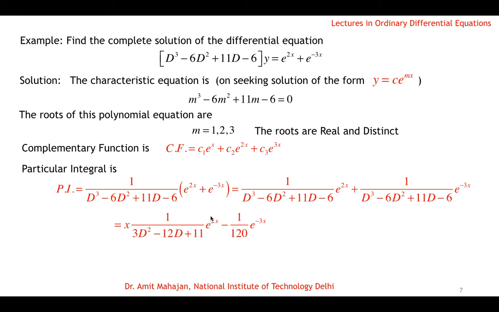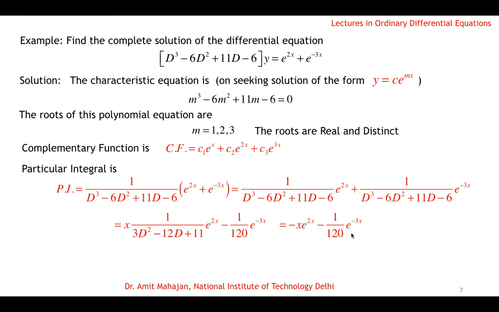Now the rule says again put d equal to 2. If it is 0, then multiply with another x and take the derivative. If it is non-zero, then you have a result. Because 2 is not a repeated root, definitely it is going to be a non-zero number. So if you put 2 here, it will be 12 plus 11 minus 24. So that's minus 1.